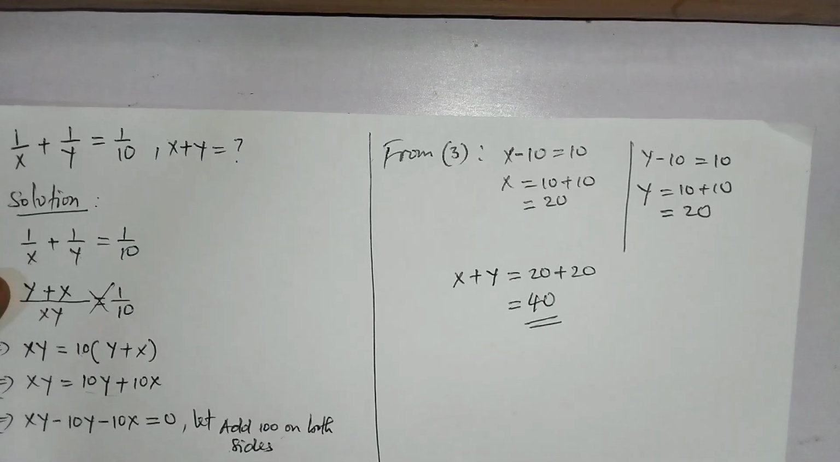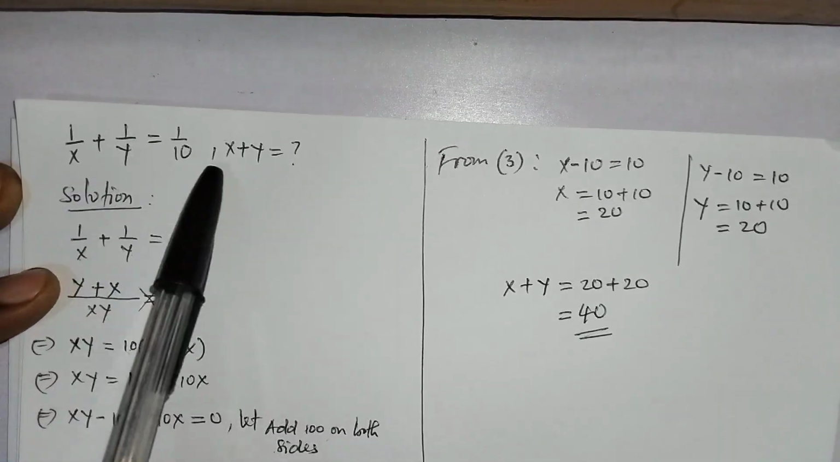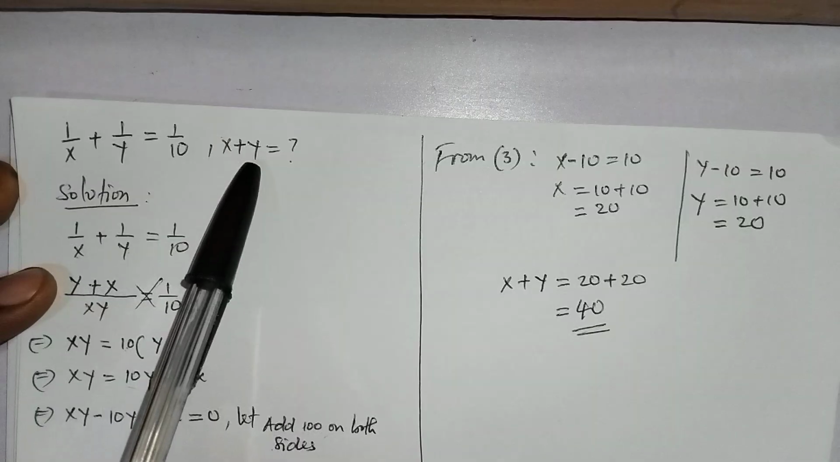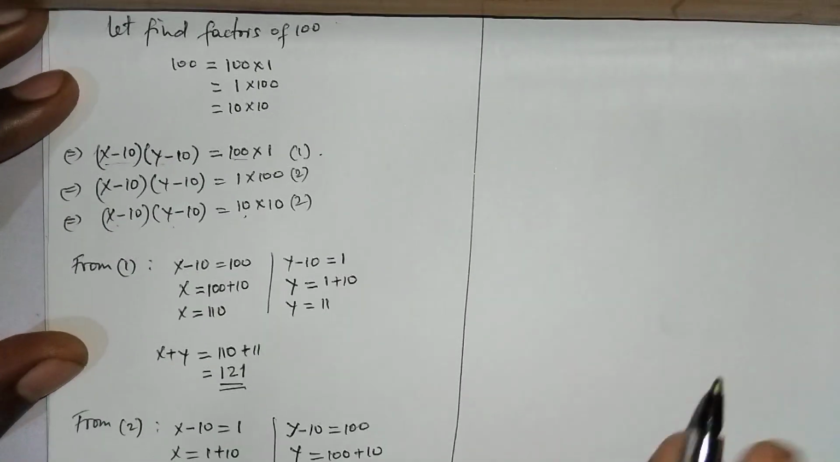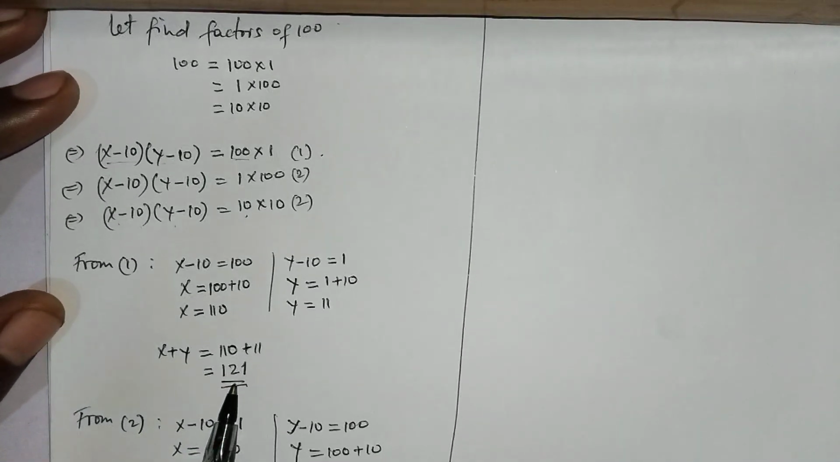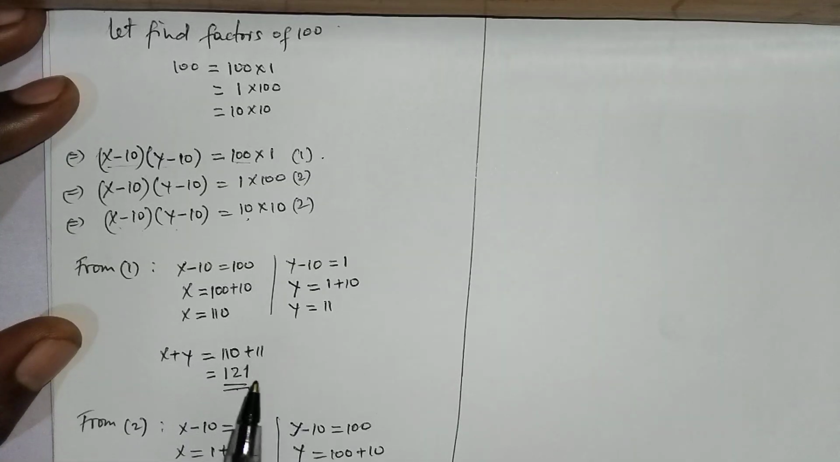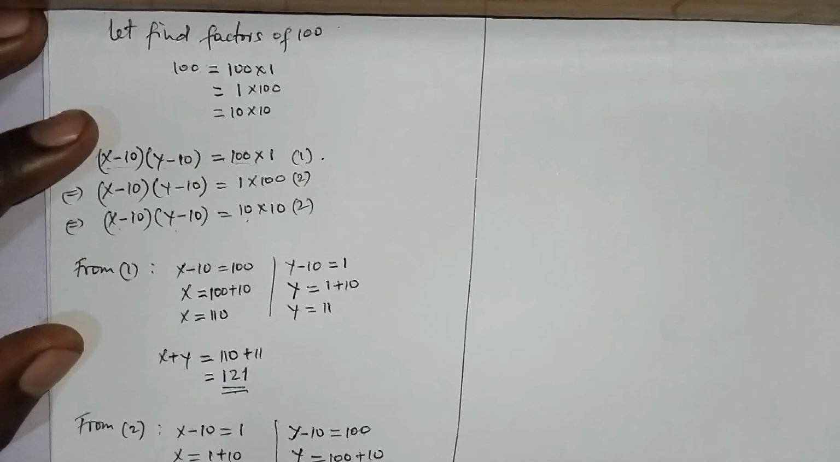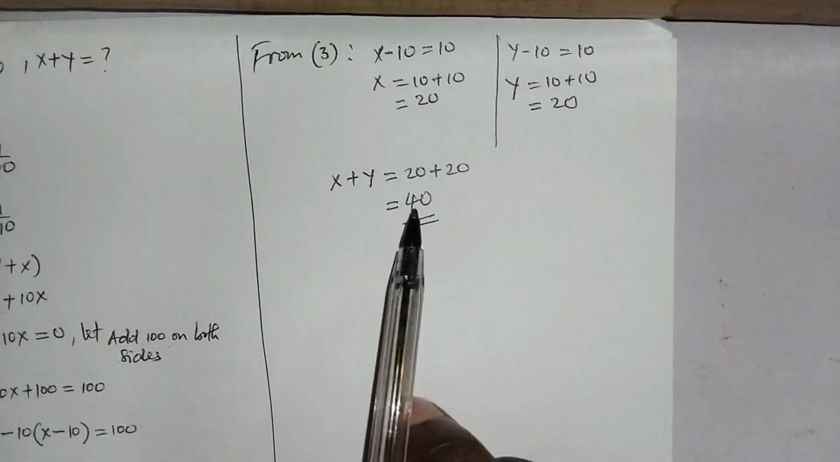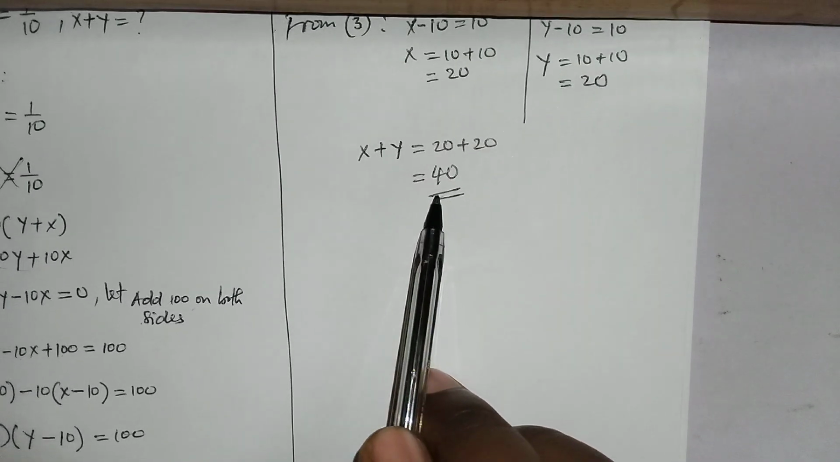So from this problem we have three solutions of x plus y. The first one is 121, which is equal to the second 121, and the third is equal to 40.